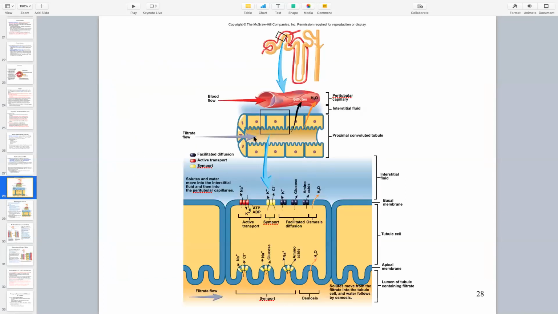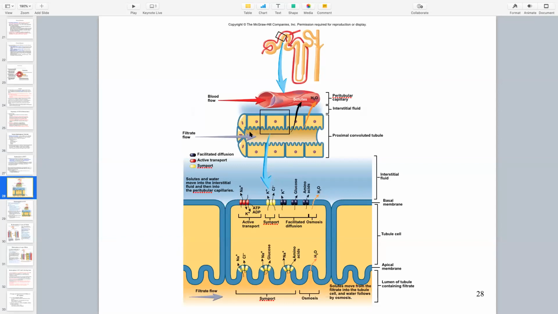So this is a proximal convoluted tubule right here. This is the lumen. The lumen is where that filtrate that we have just filtered from blood enters. So think of our funnel. This is the opening to our funnel. As our funnel allows us to kind of open up right here, now that filtrate is going to course through our proximal convoluted tubule, made out of simple cuboidal epithelium with lots of microvilli.